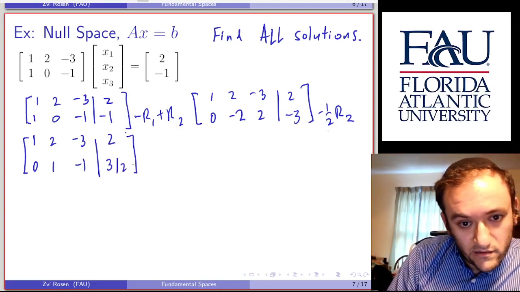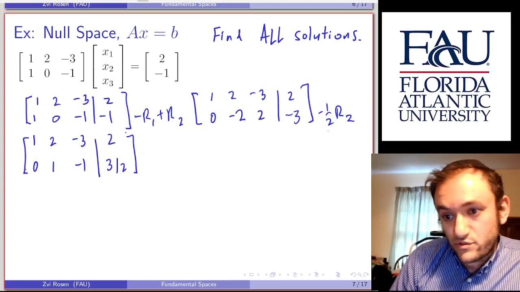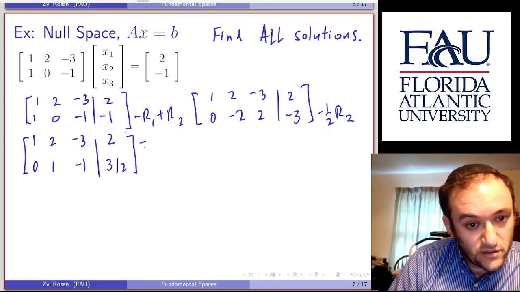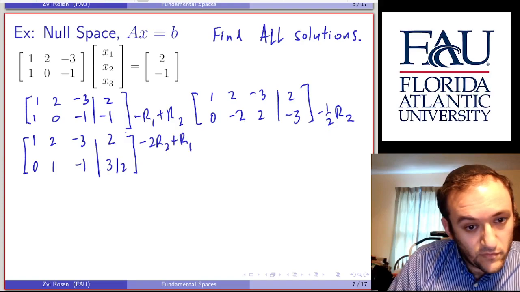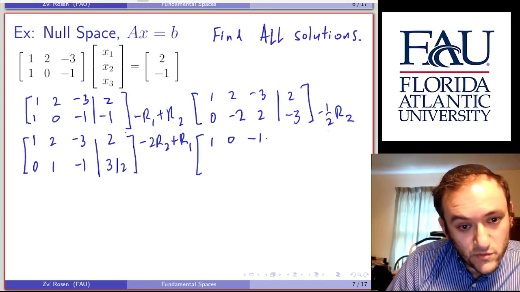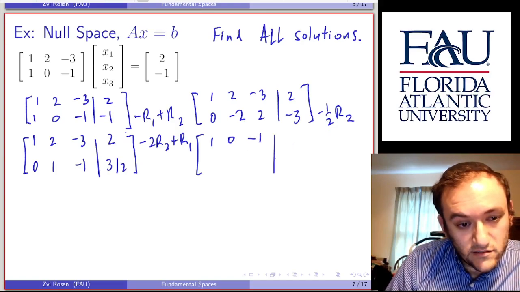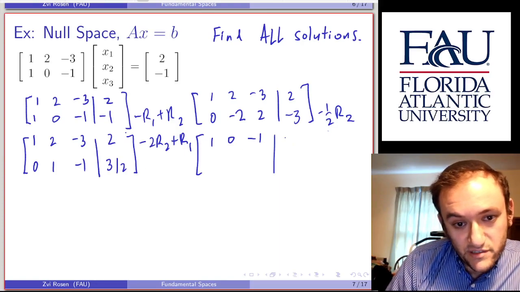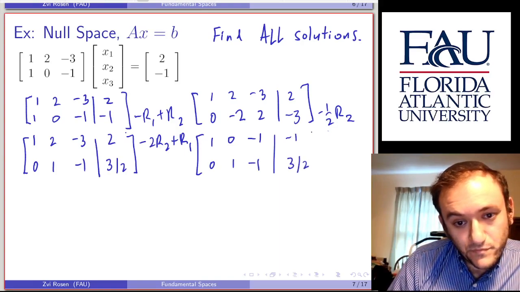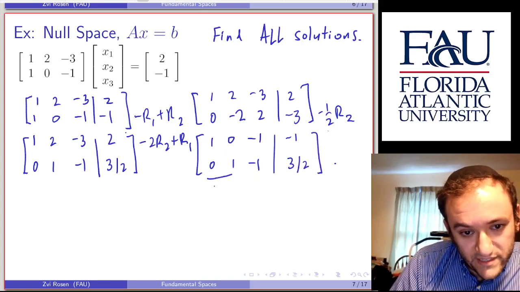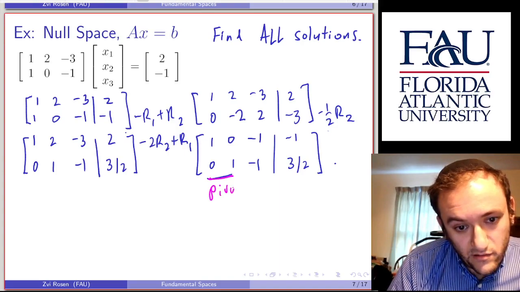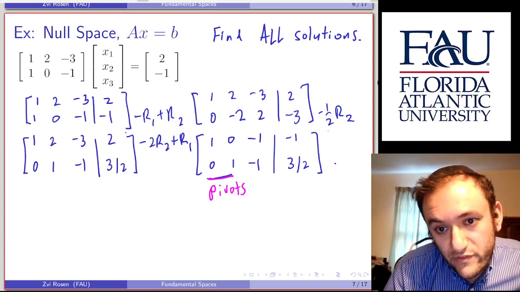And then, in order to get this into reduced row echelon form, we can add minus 2 row 2 to row 1. And I'll get 1, 0, minus 1. And so minus 2 times this is minus 3, plus 2 is minus 1. 0, 1, minus 1, 3/2. Okay, so here we have our pivots in pink. And here we have our free variable.